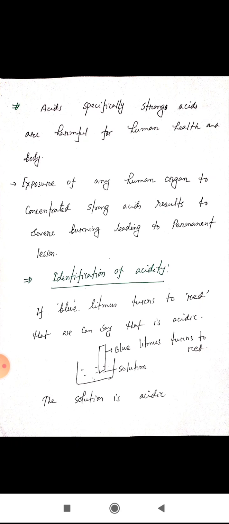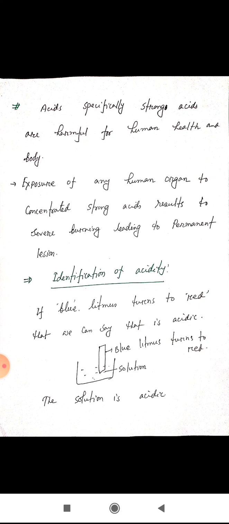Acids, specifically strong acids, are harmful for human health and the body. So exposure of any human organ to concentrated strong acid results in severe burning, leading to permanent lesions. So we can say we have to be more careful when using these acids, because they can be harmful for our body. Okay, so this is the identification of acidity.